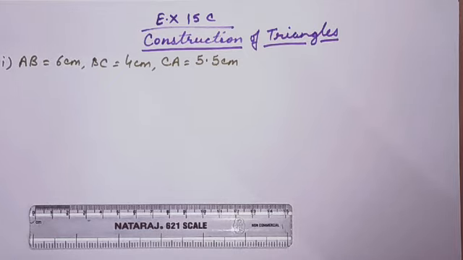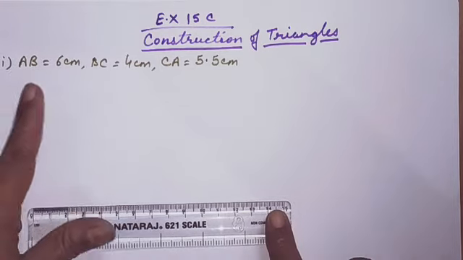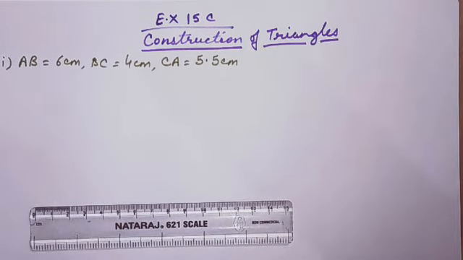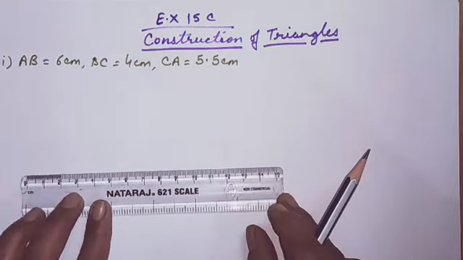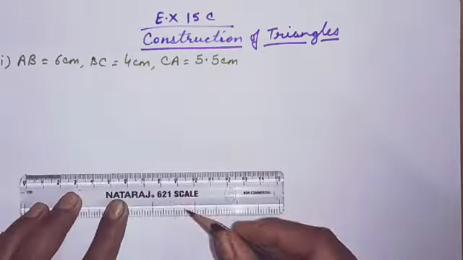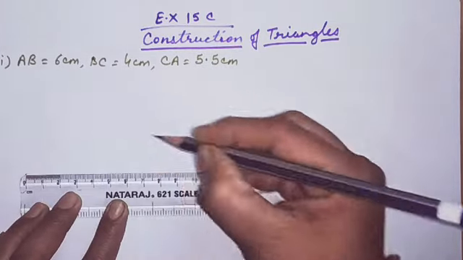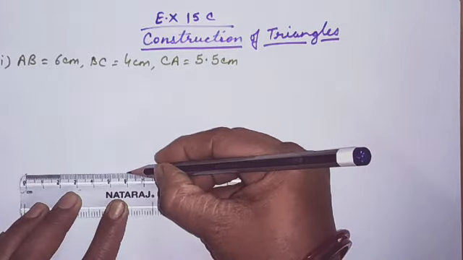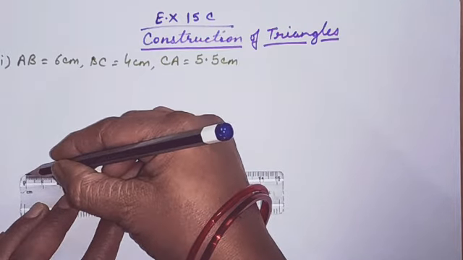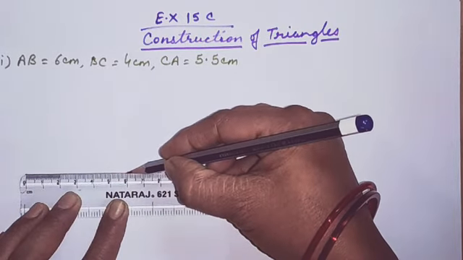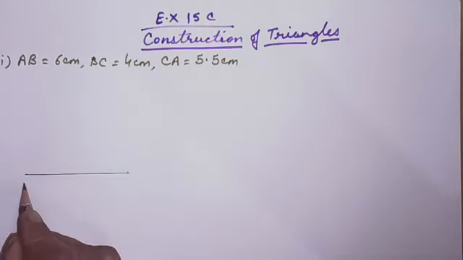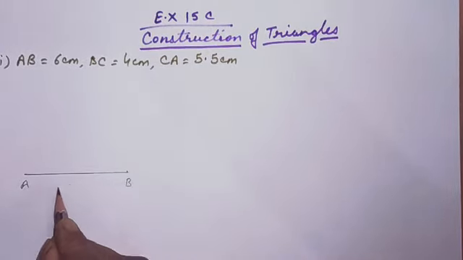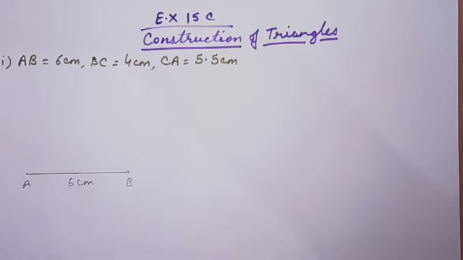First step is draw any side as the base. So AB is 6 centimeter. I am going to draw a line segment of 6 centimeter. You will place the point here at 0 and then here at 6. Now I am going to draw a line of 6 centimeter and I will name it as AB. AB is 6 centimeter. Okay.